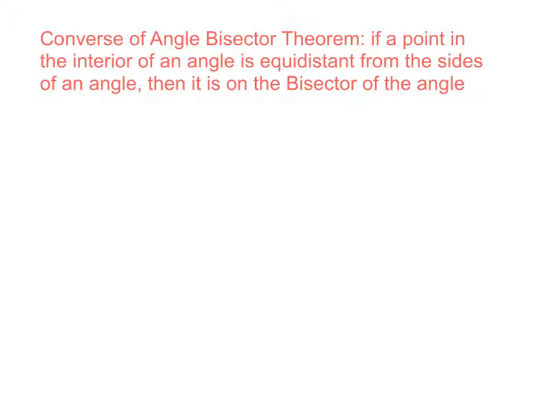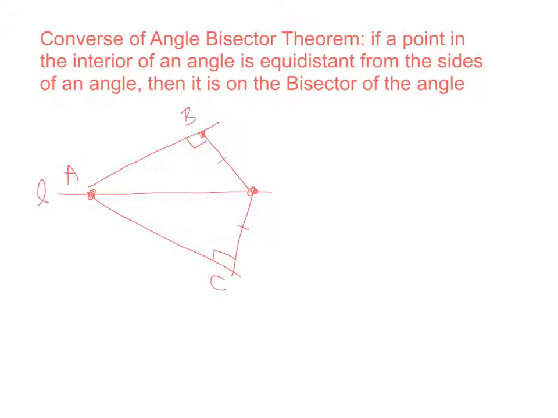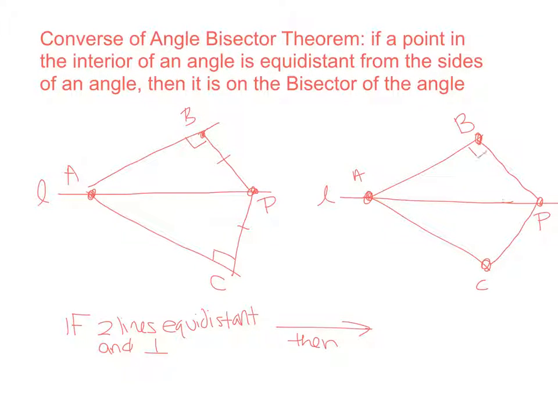For the converse of the angle bisector theorem, we would have line L with angle BAC still. We do not yet know that line L is an angle bisector. We don't know that. But we do know that we have right angles and congruent segments here. So if we have two lines equidistant, okay, we've got our right angles, our congruent segments. So our two images match now.